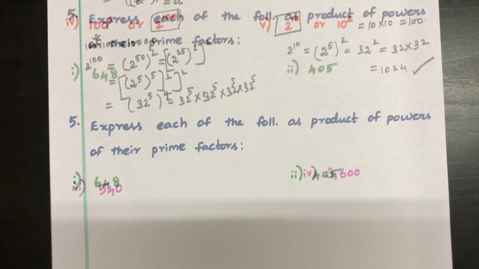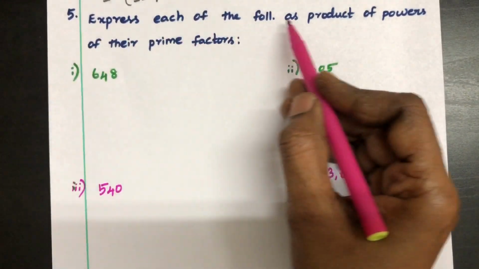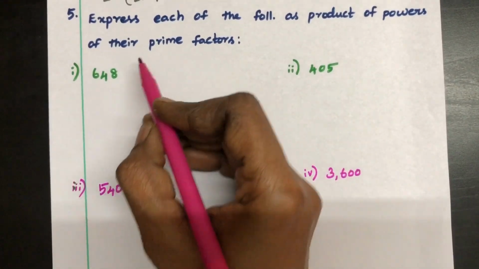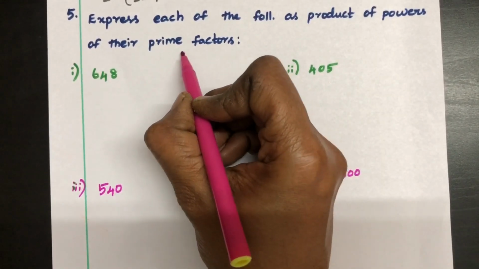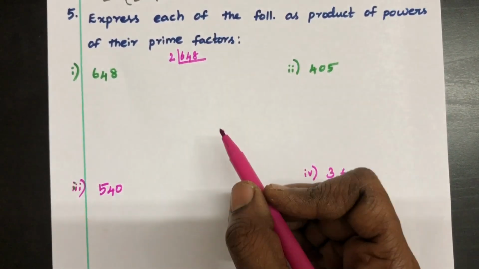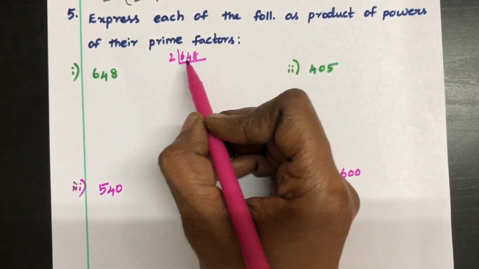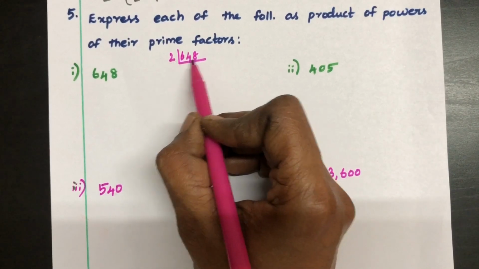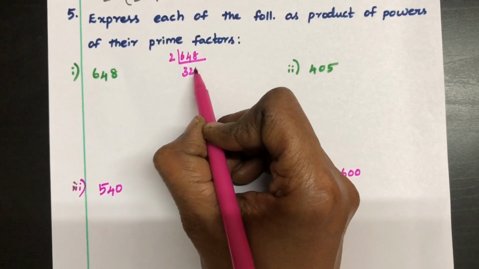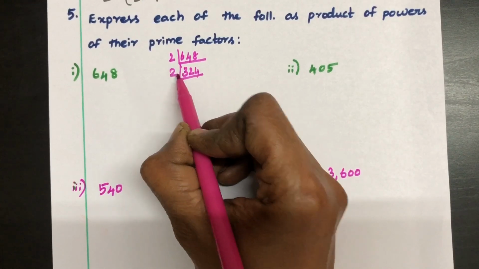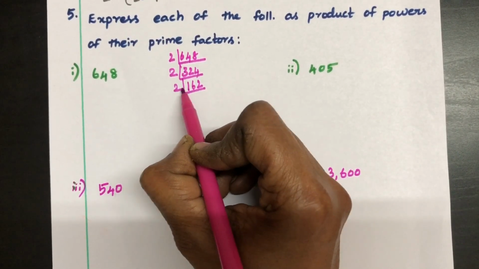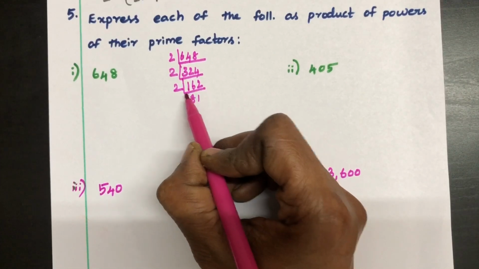That's all. Fifth question. Express each of the following as a product of powers of their prime factors. We just need to find the prime factors for this number, like what we have done before. We need to use the least prime number. So 2 is the prime number that can divide this number. How many times here? 3 times, 2 times and 4 times. Again 2 can divide, 1 time, 6 times, 2 times. Again 2 can divide. So 8, 1.